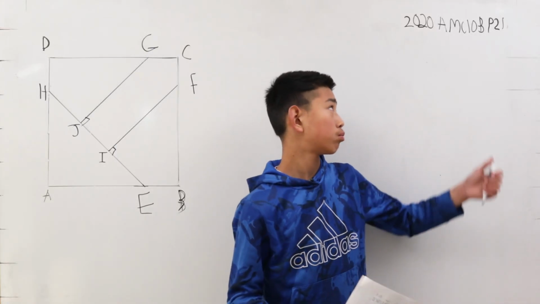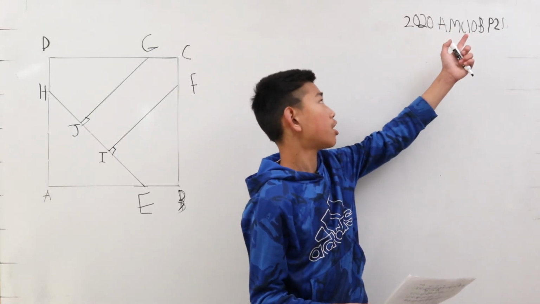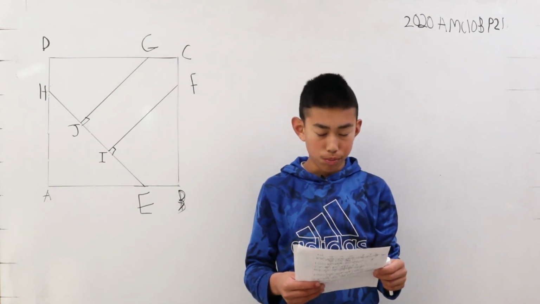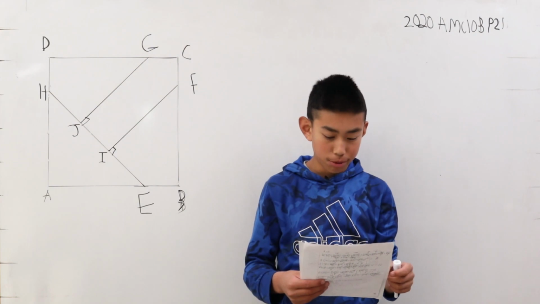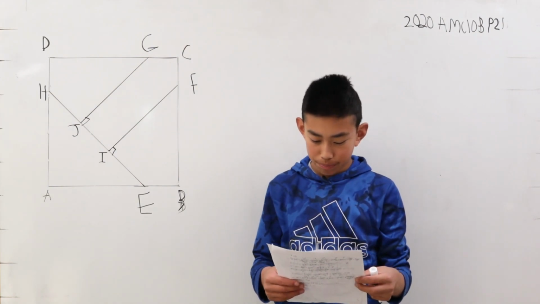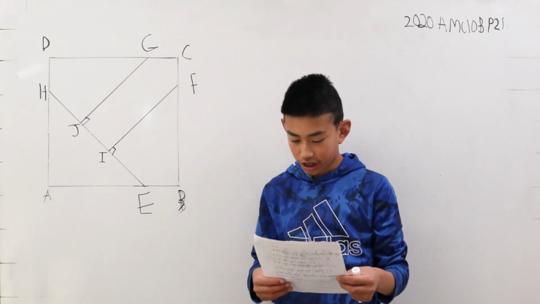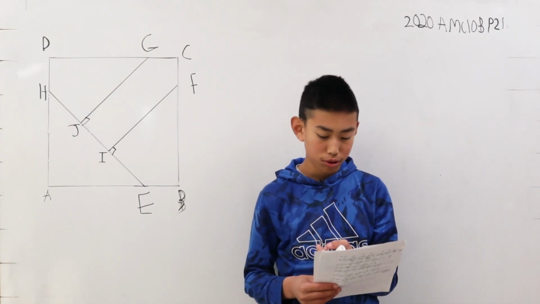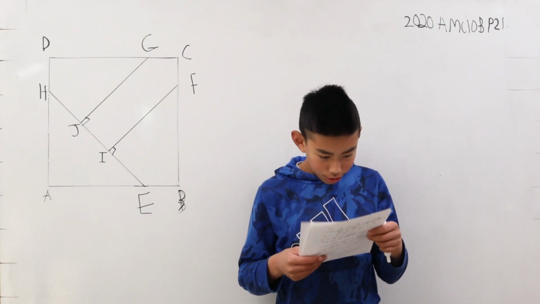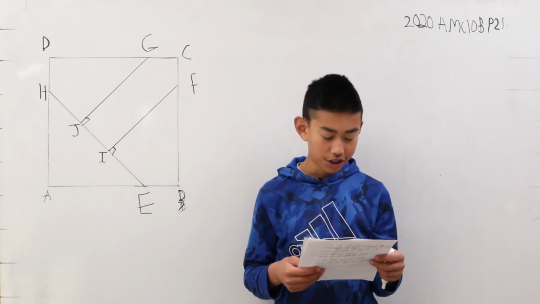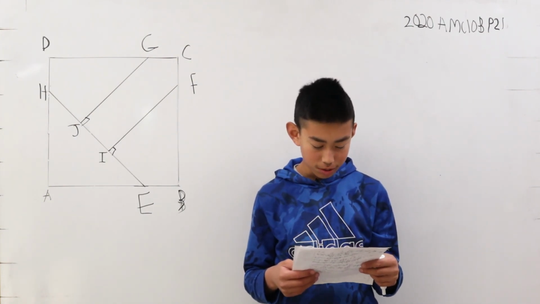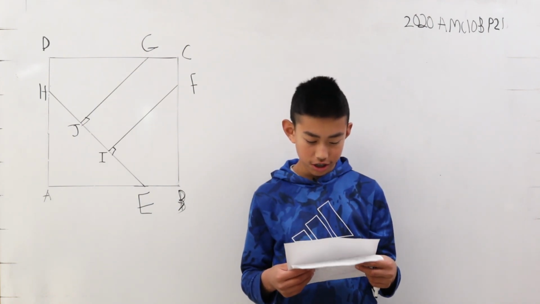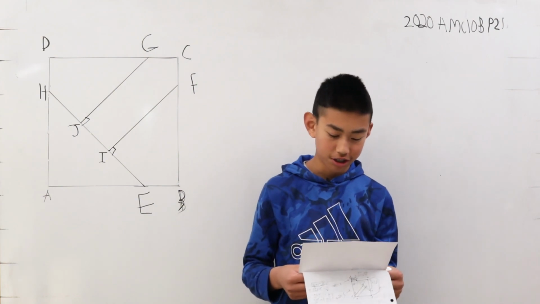We are now solving problem 21 from the AMC 10B from 2020. In square ABCD, points E and H lie on AB and DA respectively, so that AE equals AH. Points F and G lie on BC and CD respectively, and points I and J lie on EH, so that FI is perpendicular to EH and GJ is perpendicular to EH.